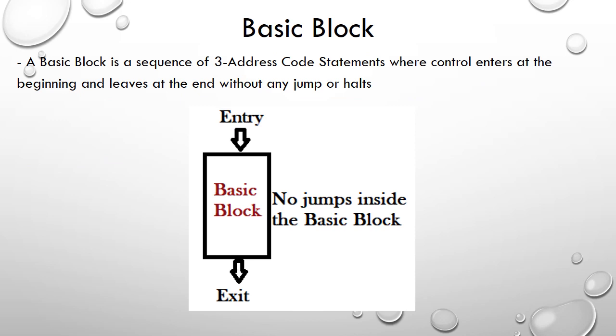Now what is the basic block? A basic block is the elementary component in the program flow graph that we have to study. A basic block is a sequence of 3-address codes where control enters at the beginning and leaves at the end without any jump or halt. It means the line of codes that we are writing will enter at one end and there will be an exit from the other end, and inside the basic block there will be no jump statement. There will be neither a conditional jump nor an unconditional jump inside the block. So a basic block is actually a sequence of 3-address code statements.